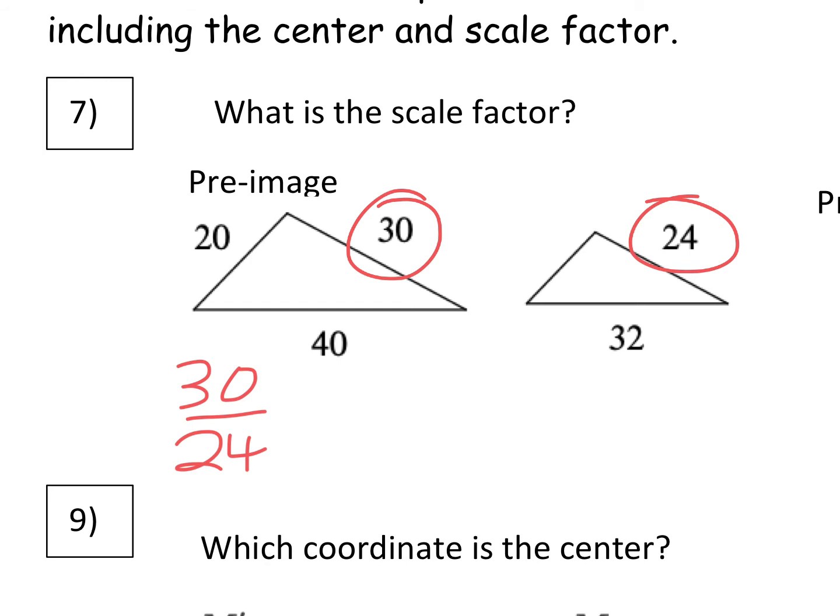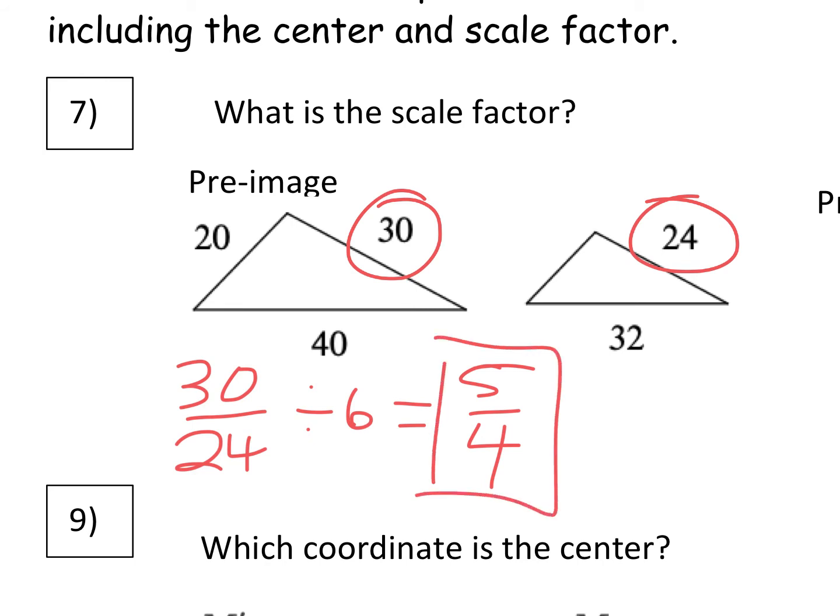And then because it's a fraction, fractions do work to our advantage here. So 30 and 24 both have a common factor of 6. And they say the scale factor is 5 over 4. Here's my question. Is 5 over 4 a number larger than 1 or smaller than 1? Larger than 1. What did this image do based on the pre-image? It got smaller. It did not get bigger.